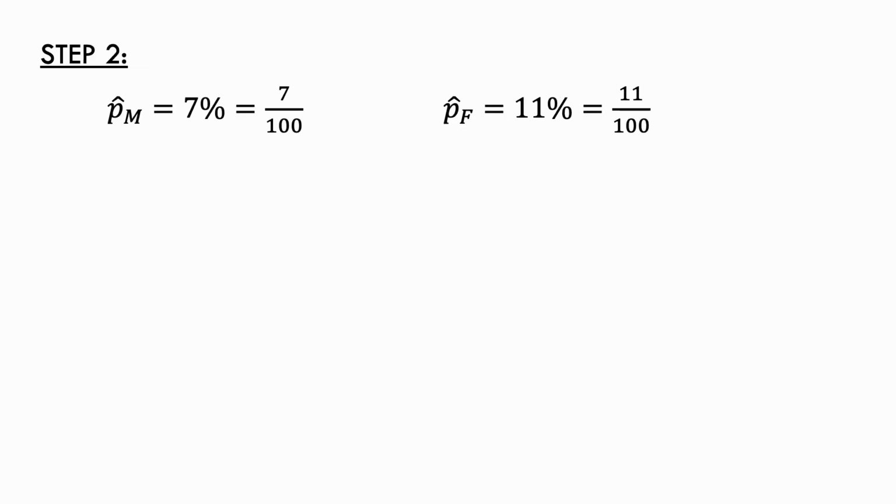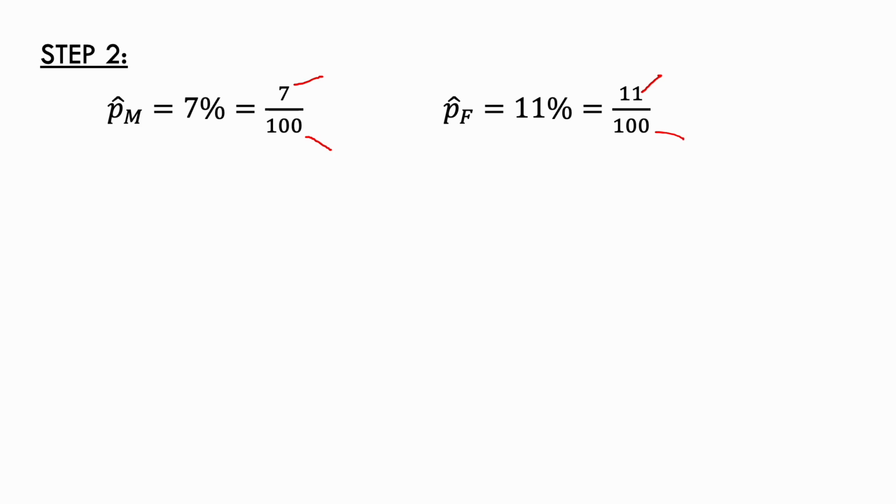For step 2, kunin muna natin yung X1, N1 natin at yung X2, N2. Since alam natin that p hat of male is equal to 7%, so that is 7 over 100 kasi 100 yung N natin. So eto ngayon yung X1 natin, eto yung N1. For the proportion of females, that's 11%. So since ang N natin is 100, so that is 11 over 100. This is our X2, this is our N2.